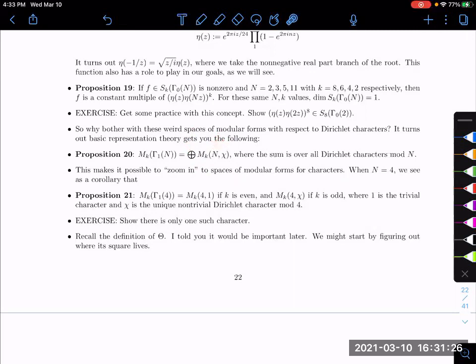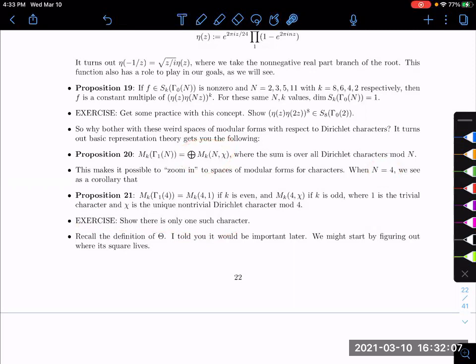And so what these new spaces of modular forms with respect to characters allow us to do is zoom in on this big space of weight k modular forms for gamma 1 of N and focus on it piece by piece, looking at it character by character. And as a consequence, you get something really nice out of this, which will be great for us. If you choose capital N to be 4, what happens? Well, the first thing you have to realize, and I'll leave it as an exercise, is there's only one non-trivial Dirichlet character mod 4. So this direct sum is only going to be over one guy.